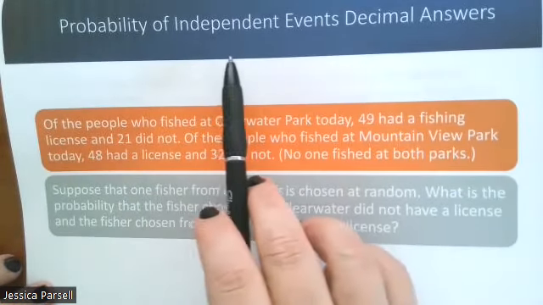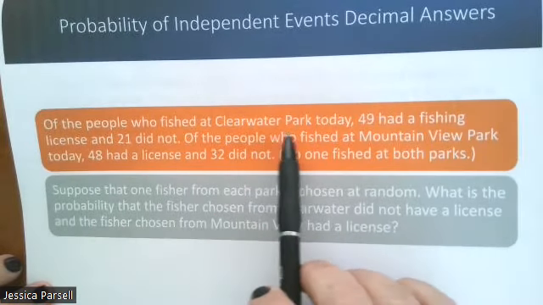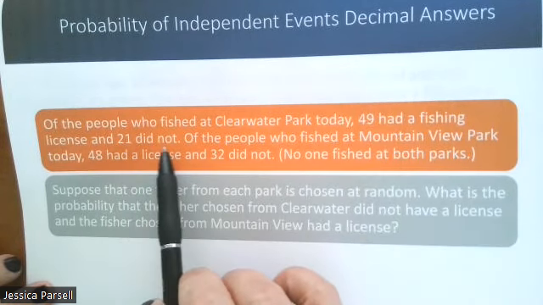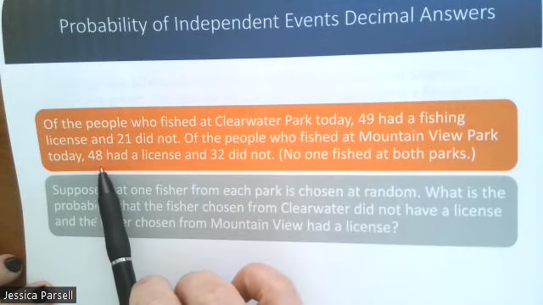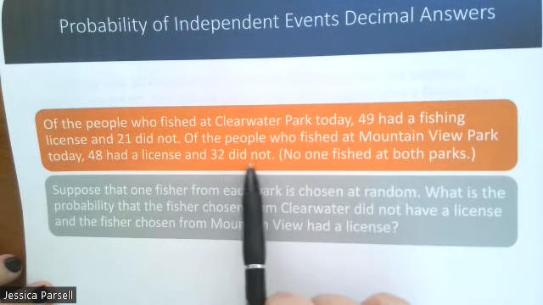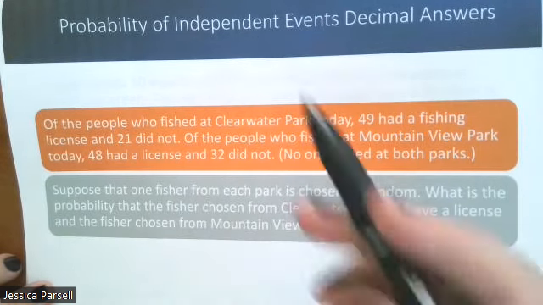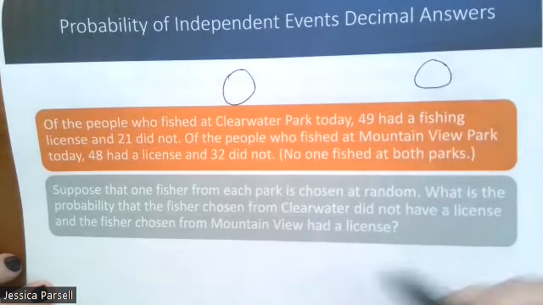Okay, probability of independent events with decimal answers. Of the people who fished at Clearwater Park today, 49 had a fishing license, 21 did not. Of the people who fished at Mountain View Park today, 48 had a license and 32 did not. Note that no one fished at both parks. So just think about two different parks. You've got your Clearwater and you've got your Mountain View.